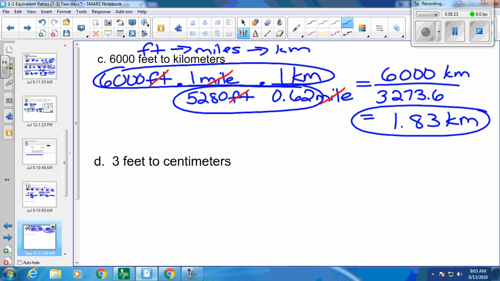I'd like you to go ahead and try to give D a try. Again, look at your reference sheet. How do we go from feet to centimeters? Try this one on your own. When you come back, it'll be all ready to go.